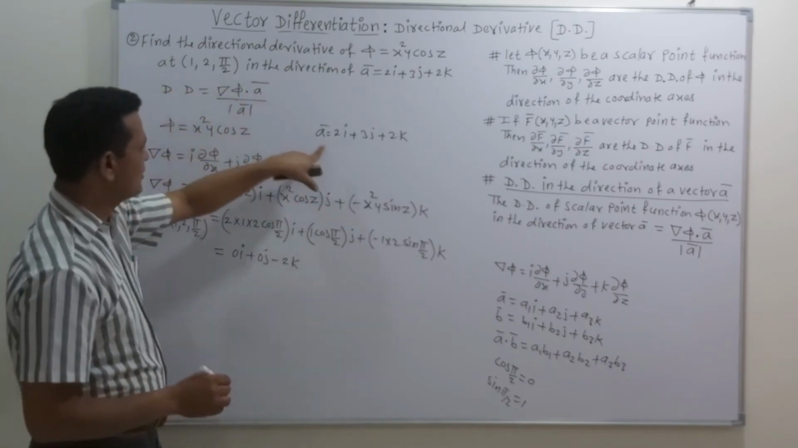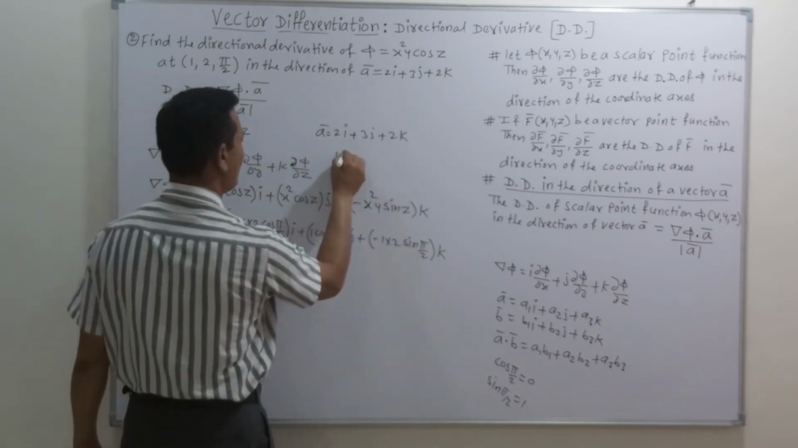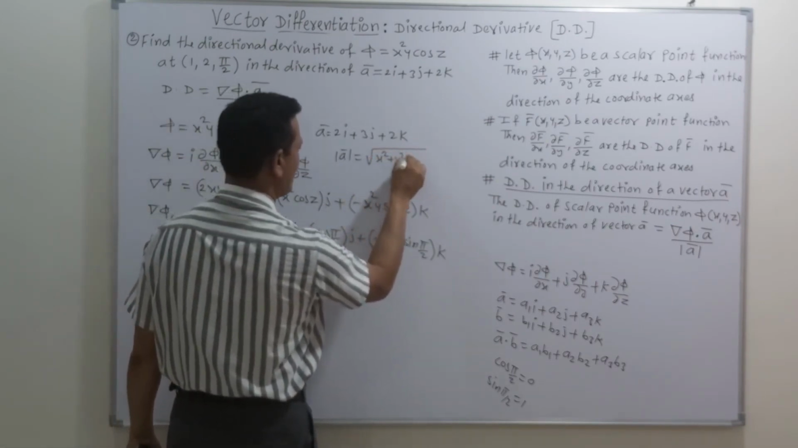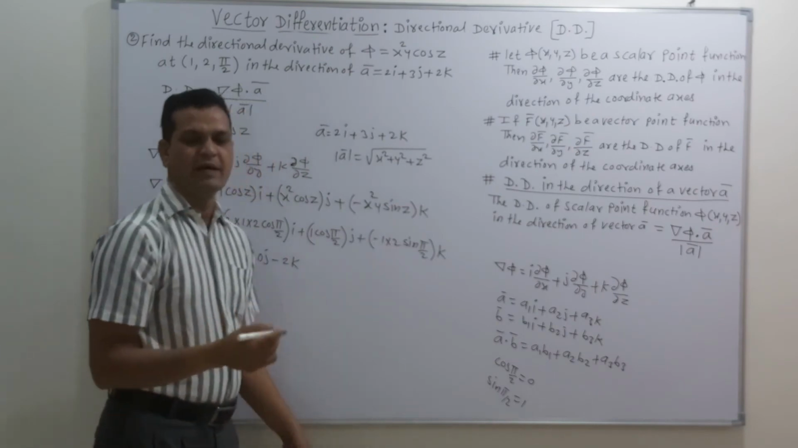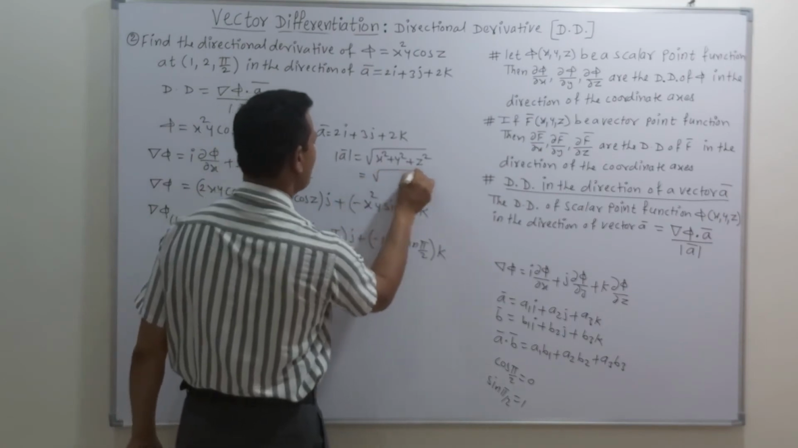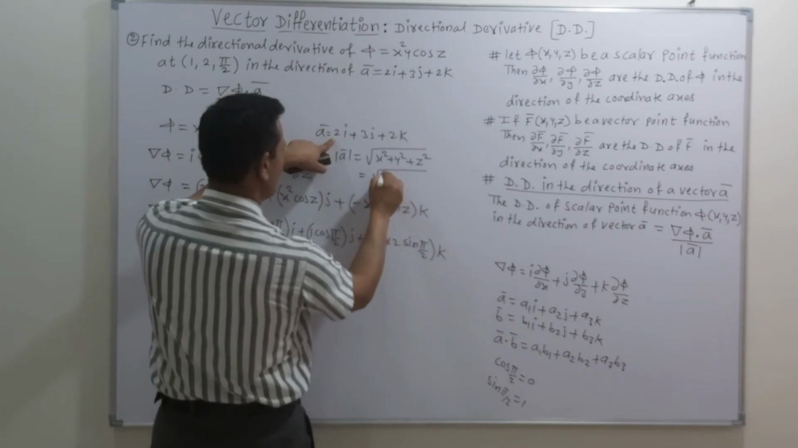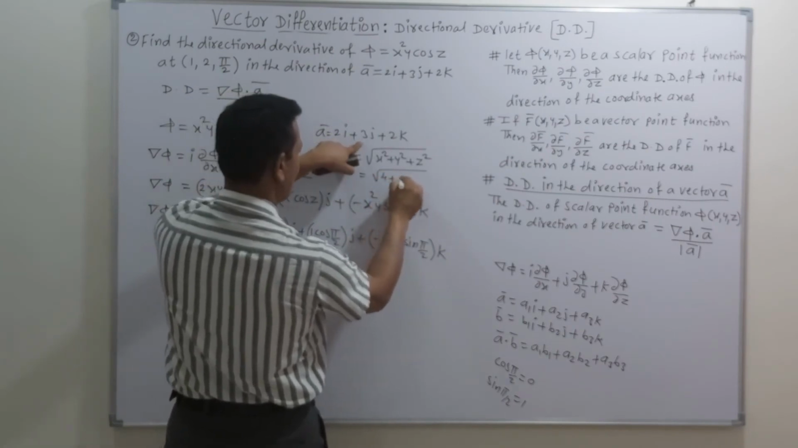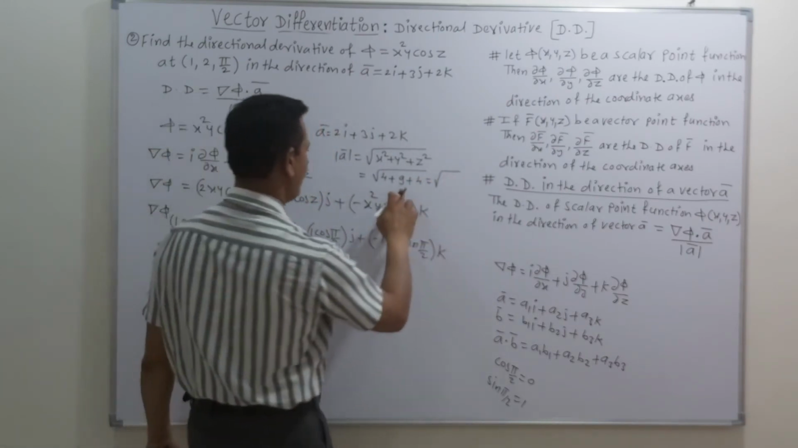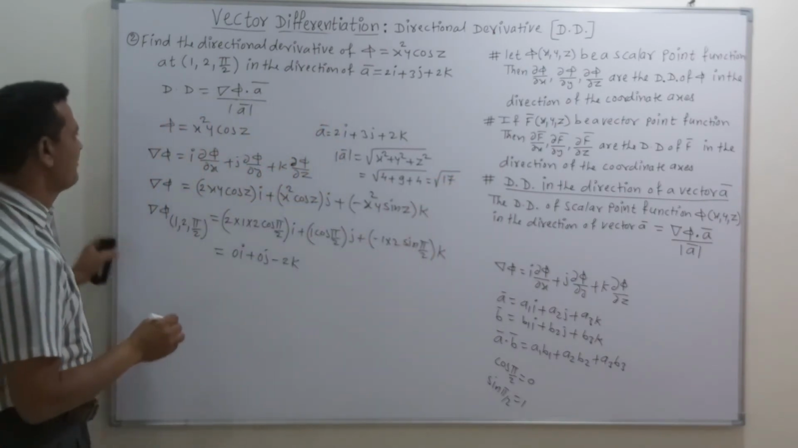Now find the value of vector a bar, which is already given here, and find its magnitude. The magnitude of a bar is defined as the square root of x square plus y square plus z square, if vector a bar is of the form xi plus yj plus zk. Simplifying, 2 square is 4, plus 3 square is 9, plus 2 square is again 4, and finally we get 17. So root of 17 is the magnitude of a bar.